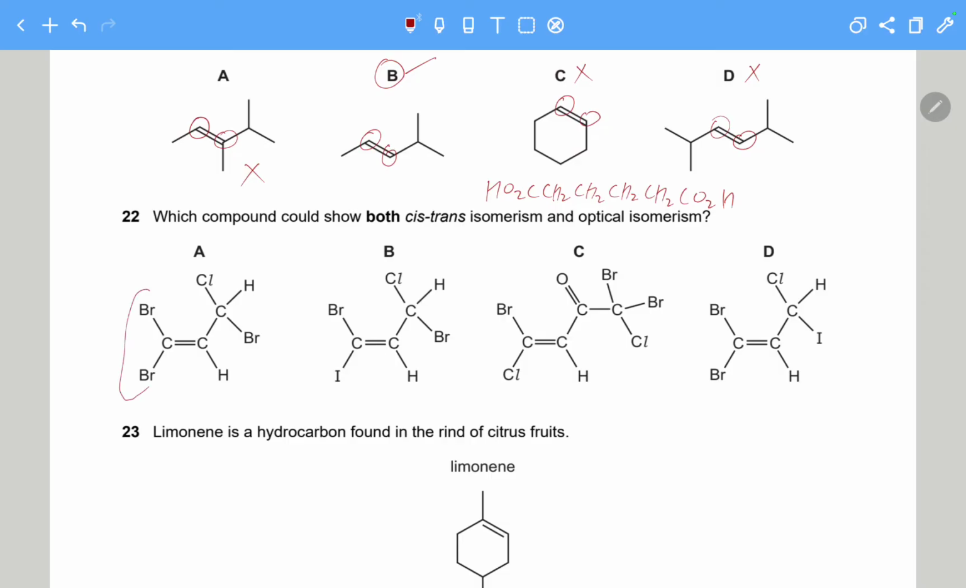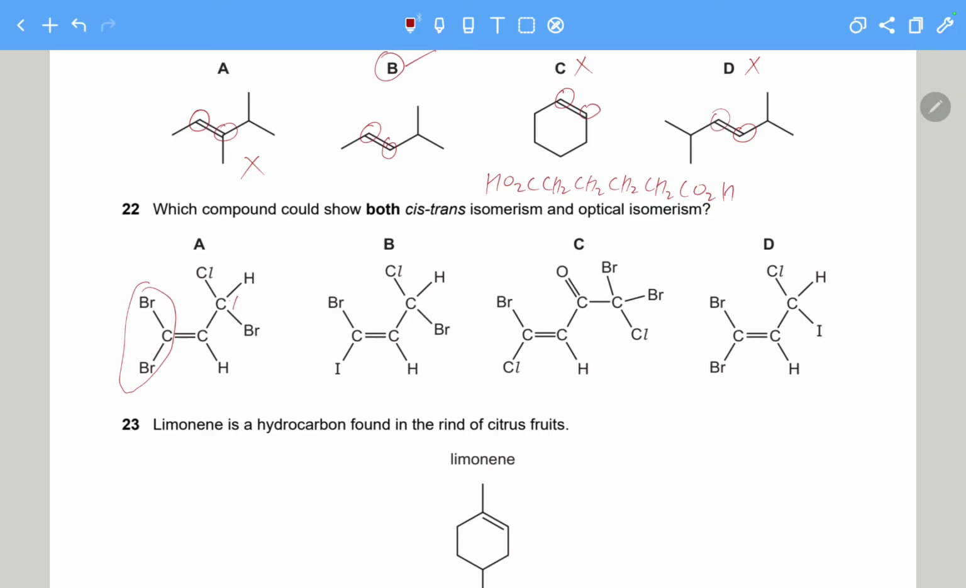Straight away, you see this carbon has 2 identical groups attached, so no cis-trans, whereas it has a chiral center. So there will be optical, but not both cis-trans and optical. So A is not the correct answer. B, this is a chiral center. Each carbon is not attached to any identical groups in the double bond. So B is a plausible answer.